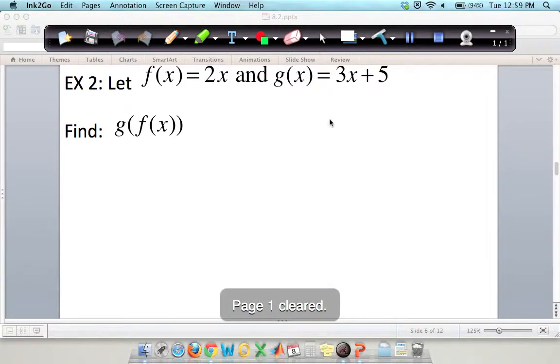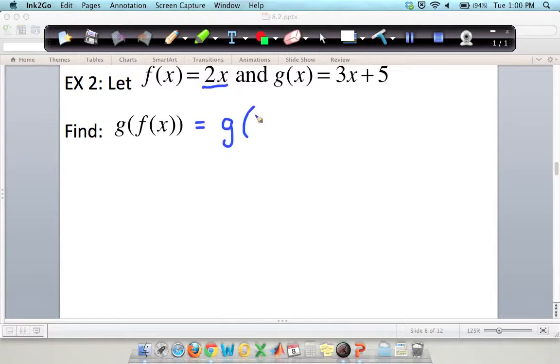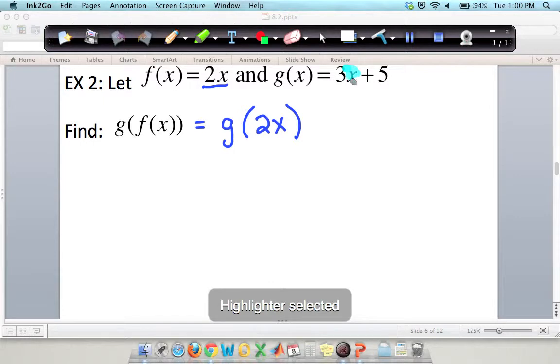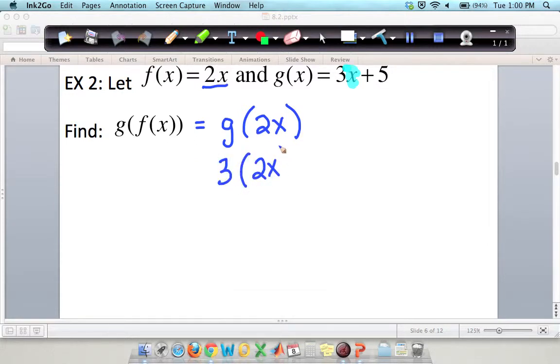Now we have f of x equals 2x and g of x equals 3x plus 5. Find g of f of x. Again, I'm going to replace f of x with what it equals, which is 2x. So now I'm trying to find g of 2x. This says go to the function g, and where I see this x, plug in 2x. So I'm going to say 3 times 2x plus 5. Now simplify. This is 6x plus 5.